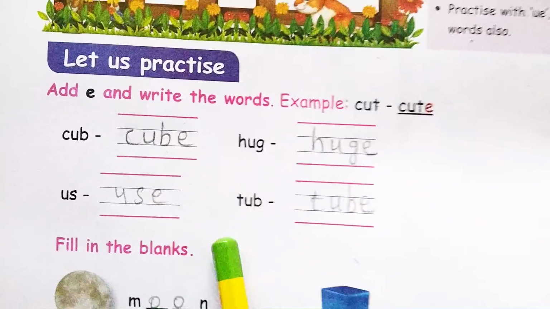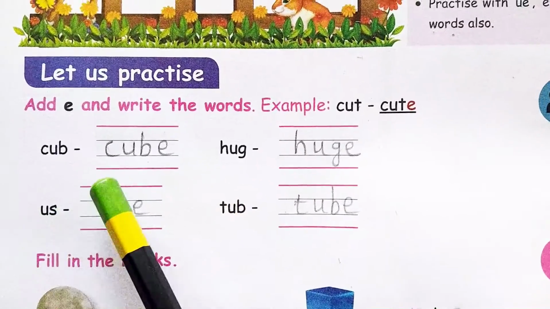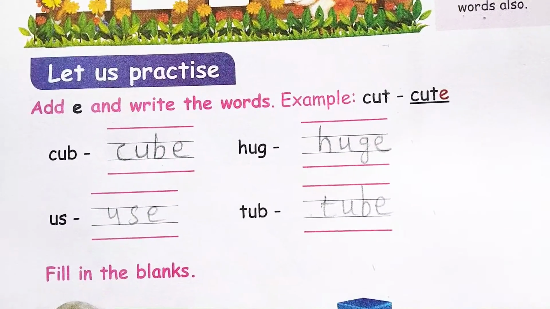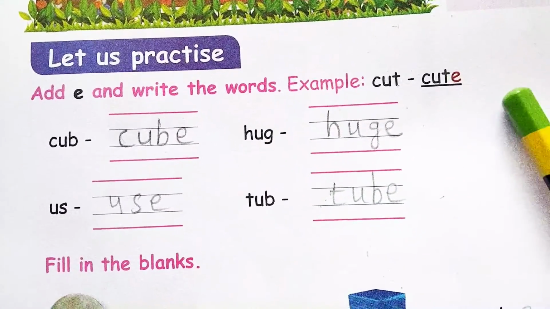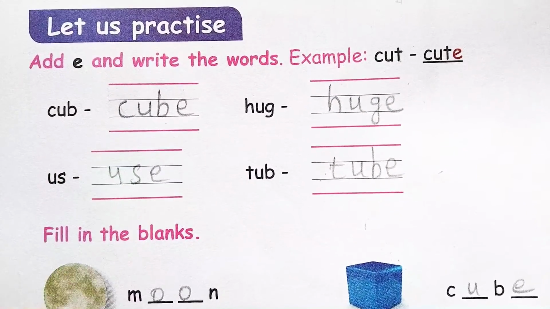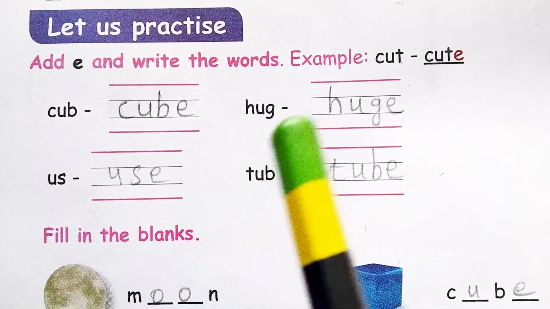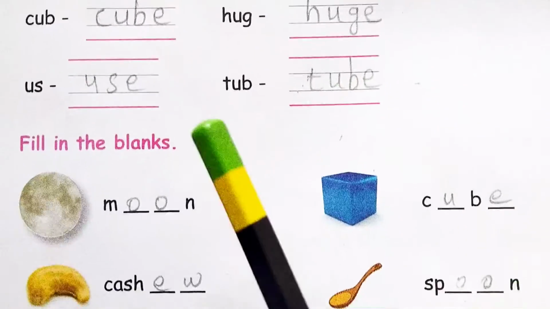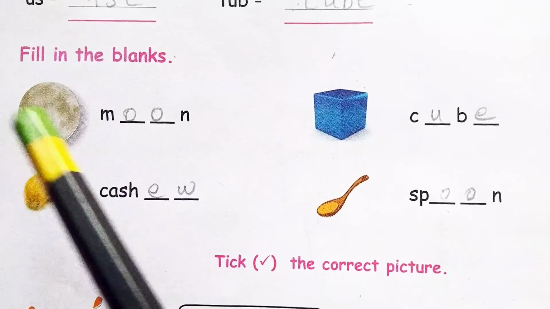Add E and write the word. Let us practice. Add E and write the words. Example, cut, cute. Cub, cube. Us, use. Hug, huge. Tub, tube.